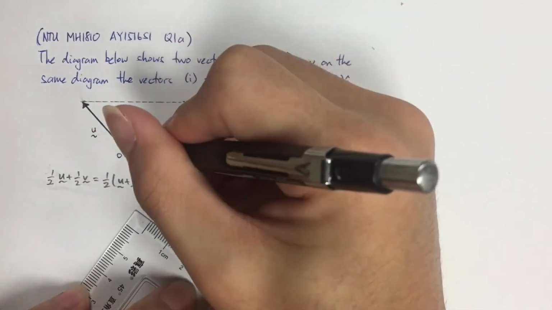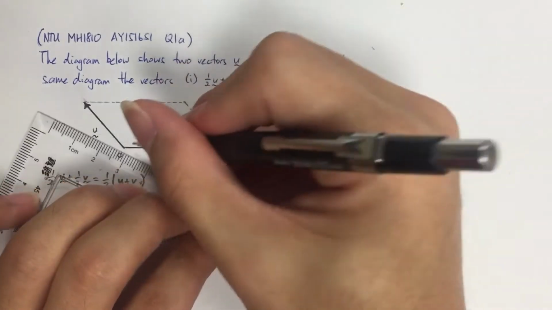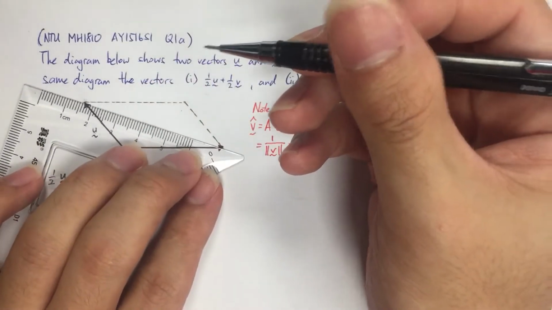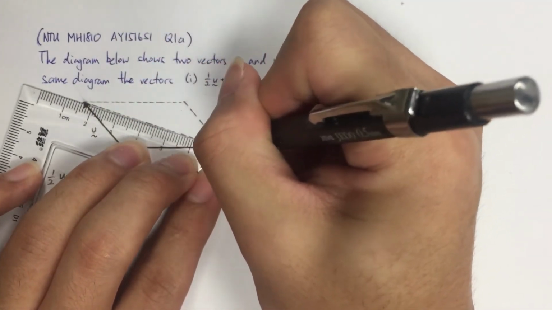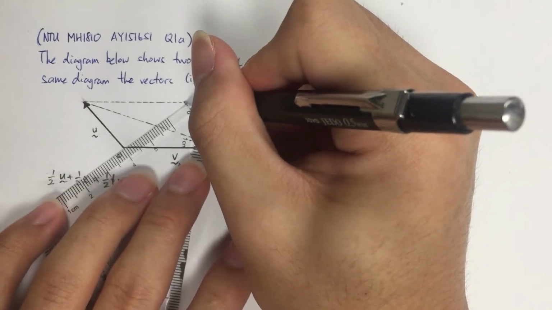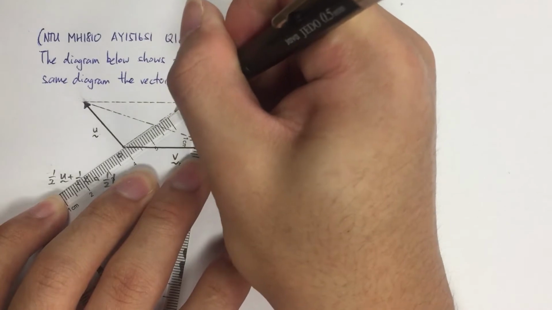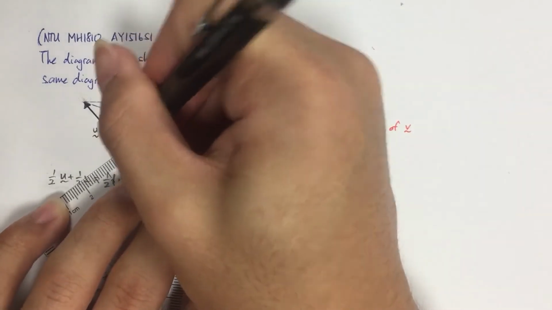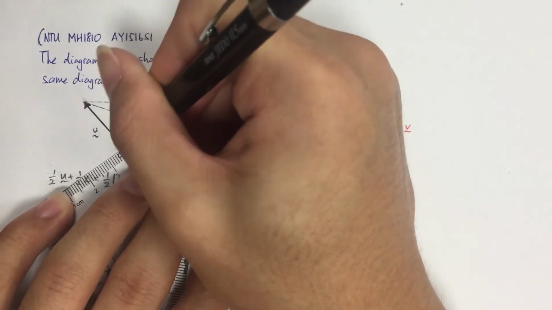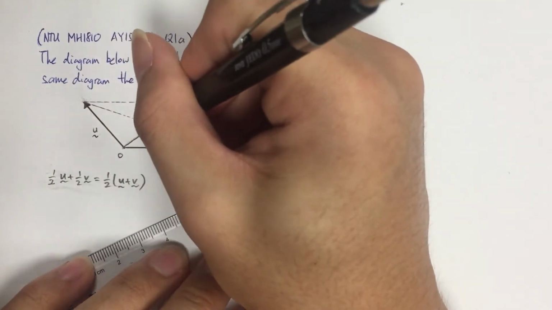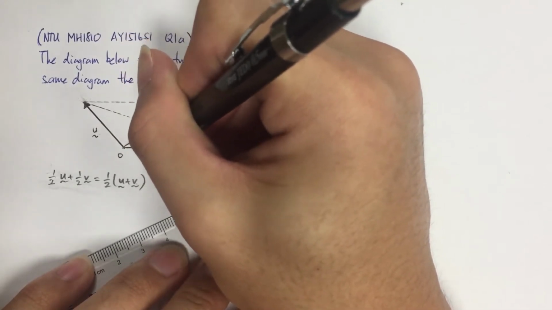And then u plus v would be from here to here, but what we want is half of that, right? So half of that is just the midpoint of this line, and the midpoint of the line we can easily find by drawing in the diagonals of the parallelogram. Wherever the diagonals intersect will be the midpoint. And that means that this here is the midpoint, and that vector from O to this point is half u plus half v.